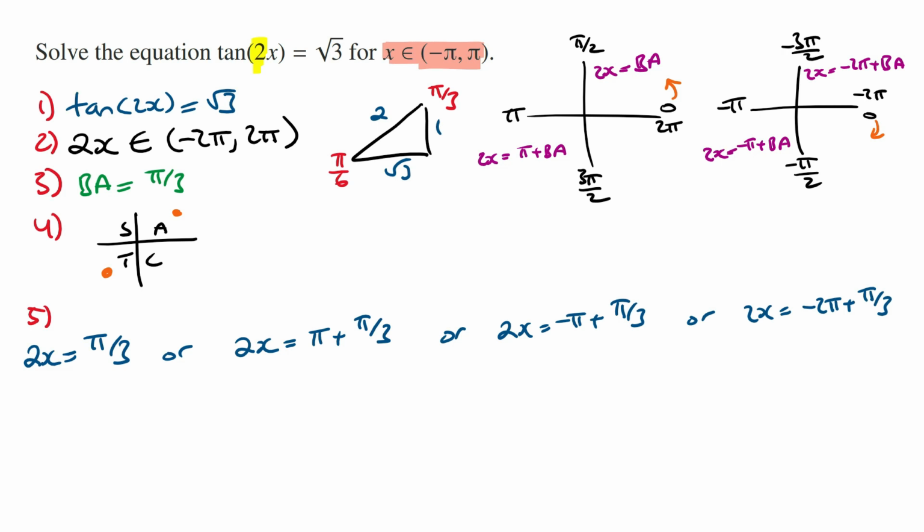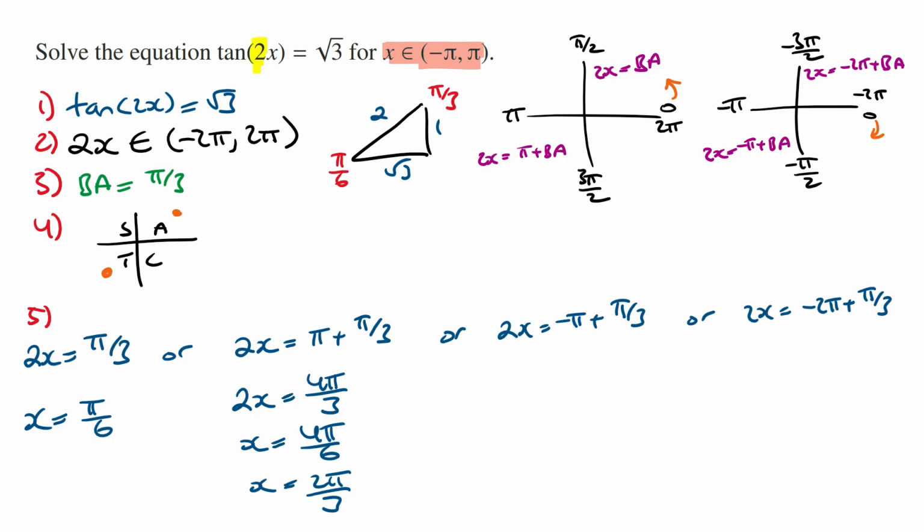And so for the first equation, dividing both sides by 2, we're going to get x is equal to pi on 6. For the second equation, we're going to get 2x is equal to pi plus pi on 3, which is equal to 4 pi on 3. Dividing both sides by 2, we're going to get x is equal to 4 pi on 6. Simplifying this, x is equal to 2 pi on 3.